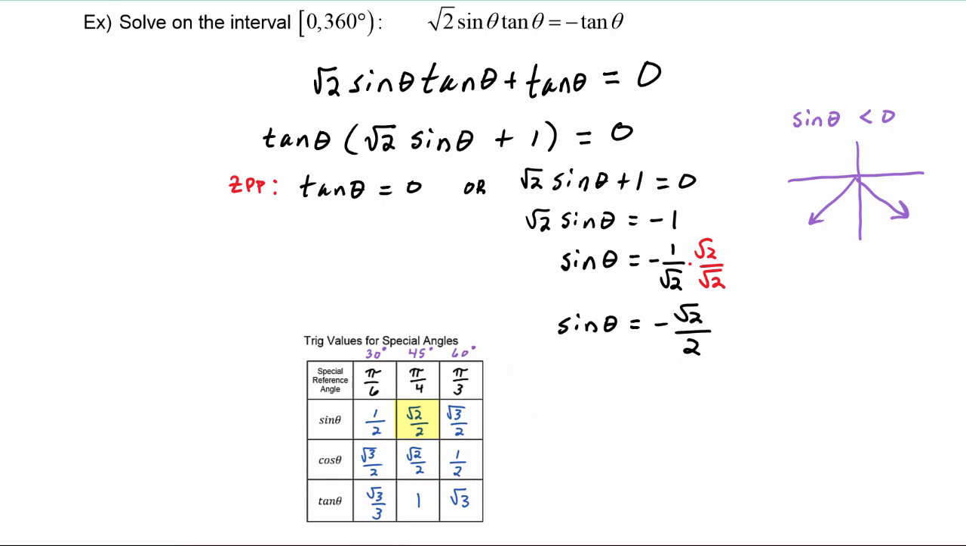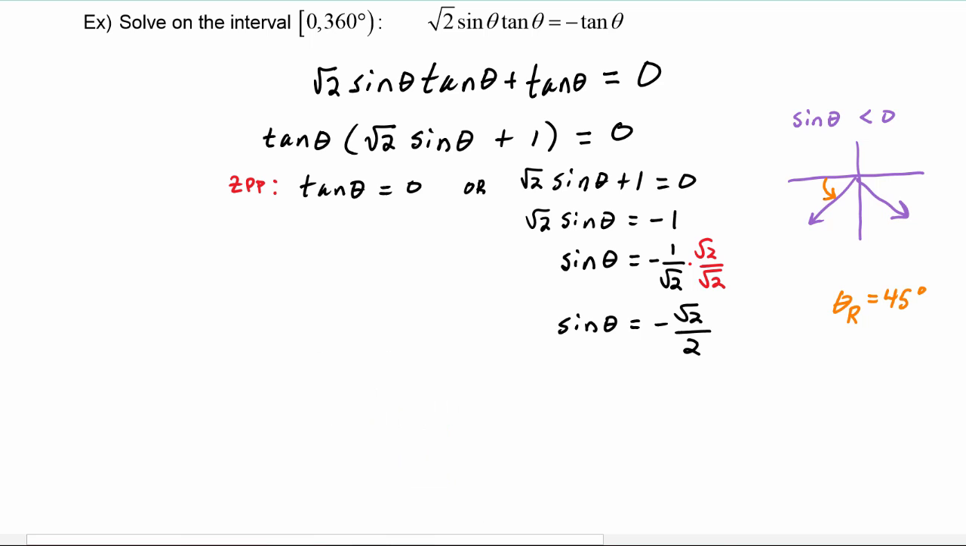We go to our special angle chart, and we see that theta r is going to equal 45 degrees. So we have to put theta r here, and we know we would be starting at 180, adding 45, and that would get us to 225 degrees. We have to put theta r here in quadrant 4. We would be starting at 360 degrees, back up by 45 degrees, which would put us at 315 degrees.